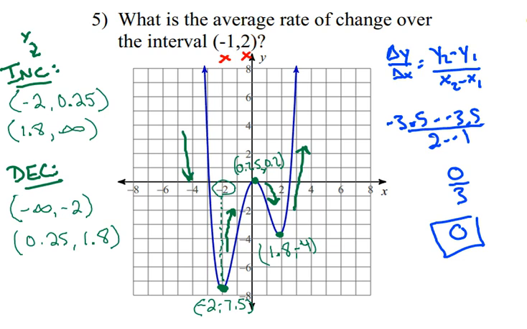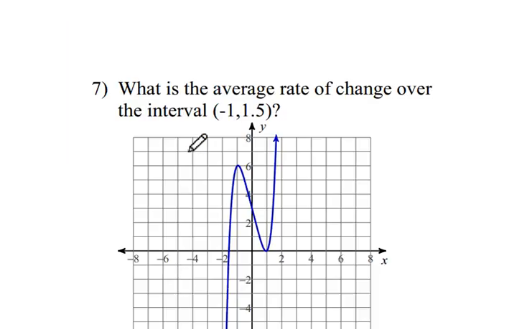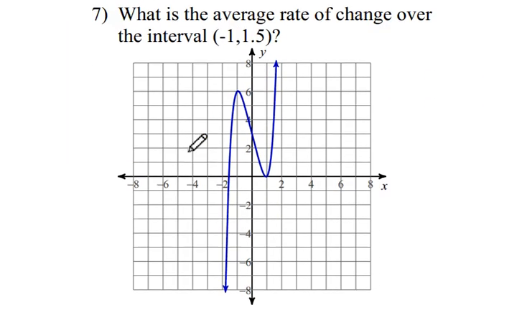So that's just the basics of rate of change, and also looking at intervals increasing, decreasing. Just for good measure, if you want to hang around, I'll do number 7. And we're looking for the average rate of change over the interval negative 1 to 1.5. So when x is negative 1, that is this point right here. It looks like the point negative 1, 6. Okay. So when x is negative 1, the y value is 6.